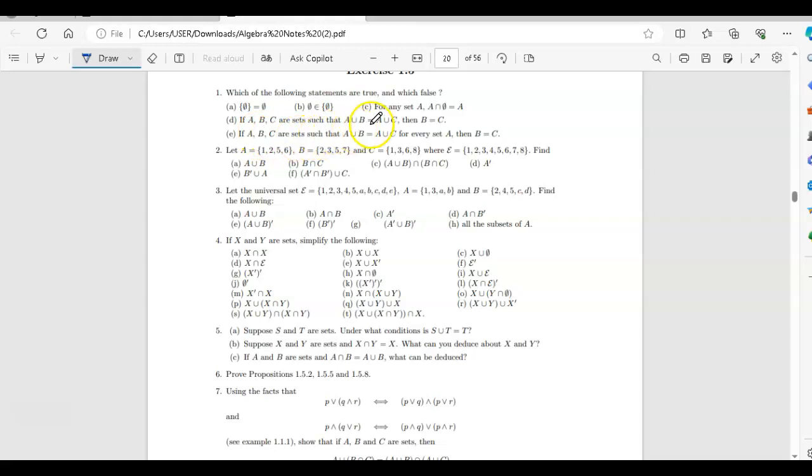So let's say 1C. For any set A, so A represents a set, A intersect an empty set is equal to A. Now I told you, always draw this, right? So A and nothing. Picture A with the numbers and picture a set with nothing. Is there anything in common? No, there's nothing in common.